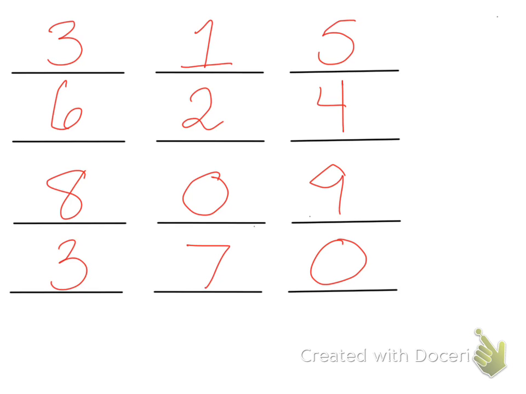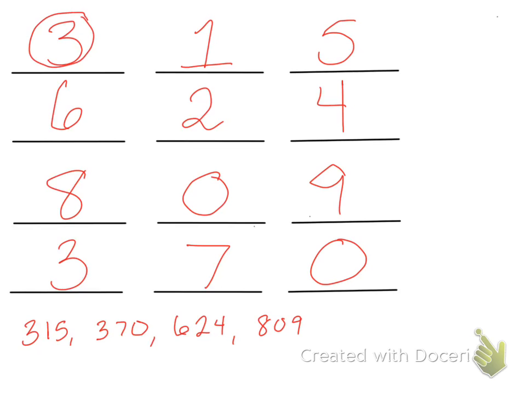If I wanted to write these numbers from least to greatest, I would write 315, 370, 624, and 809. Because we always look at the hundreds place for the smallest number and then we look at the tens place for the next smallest number.